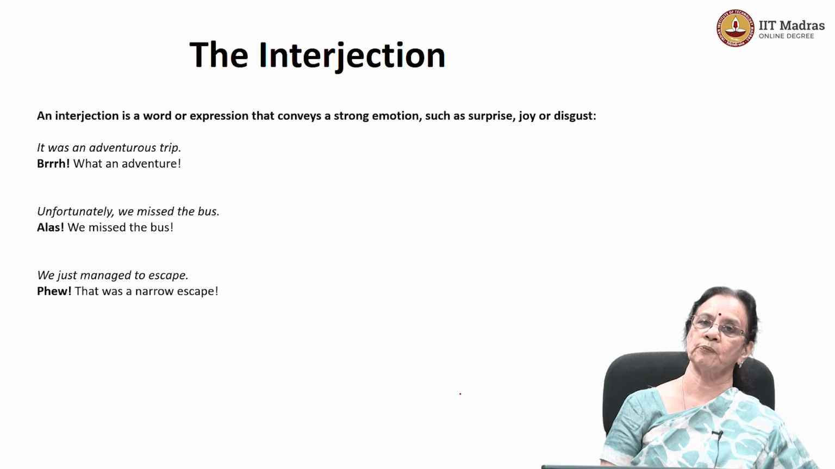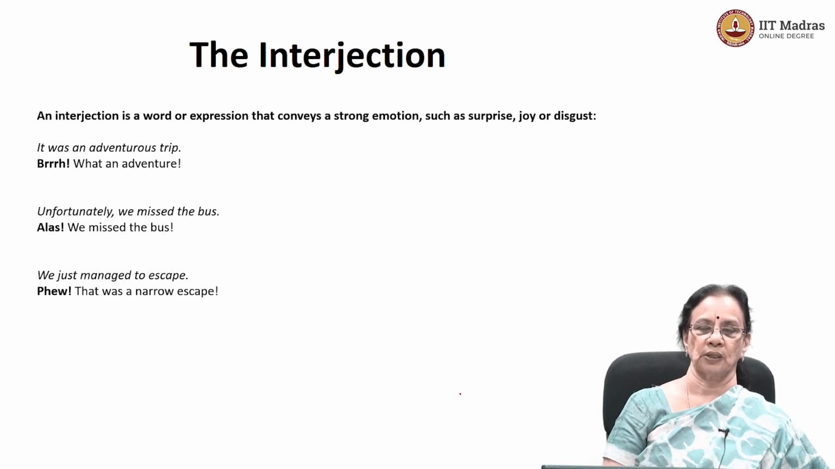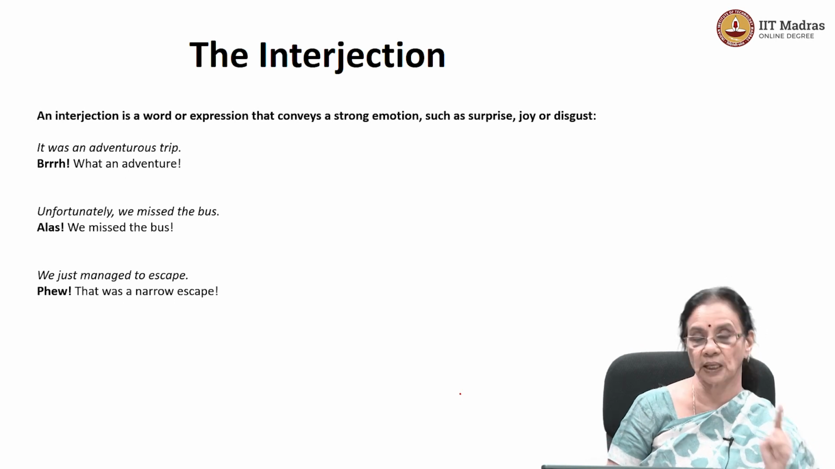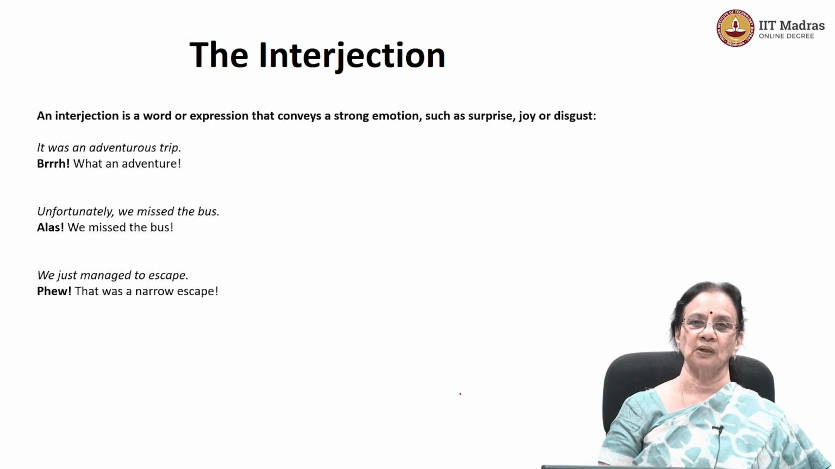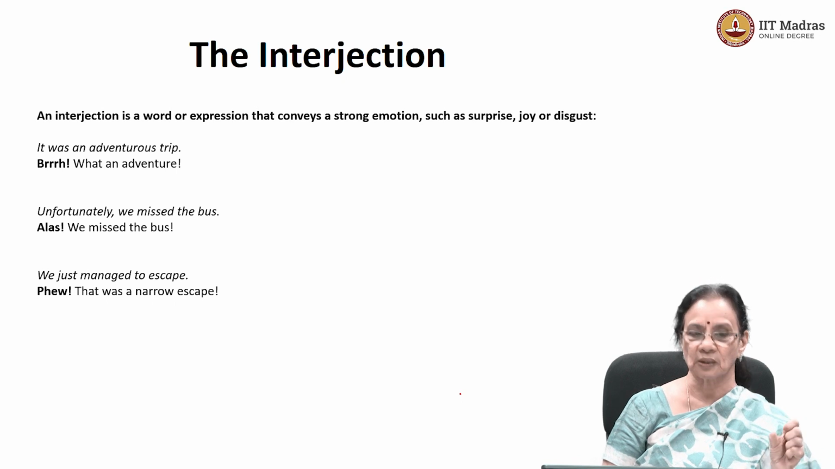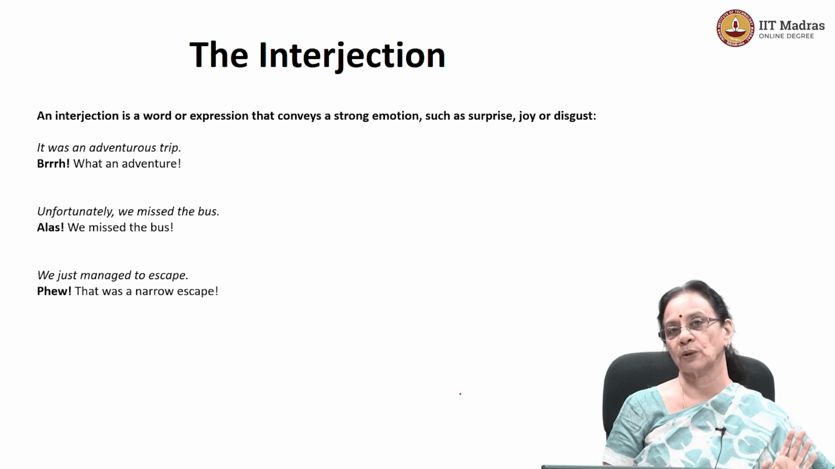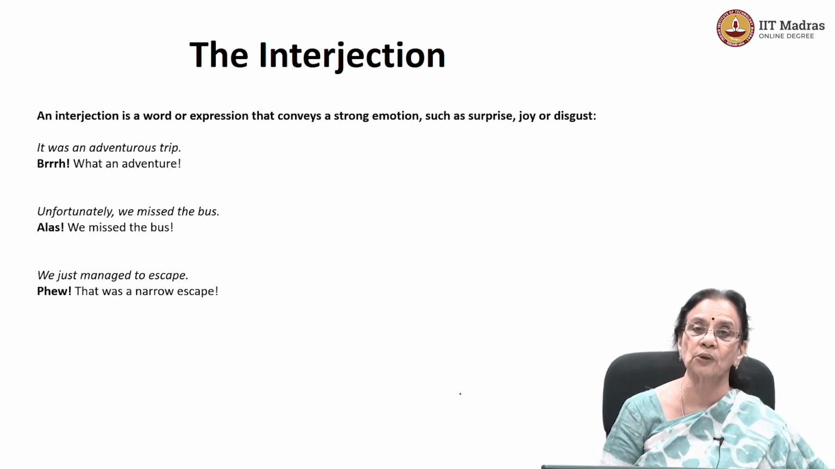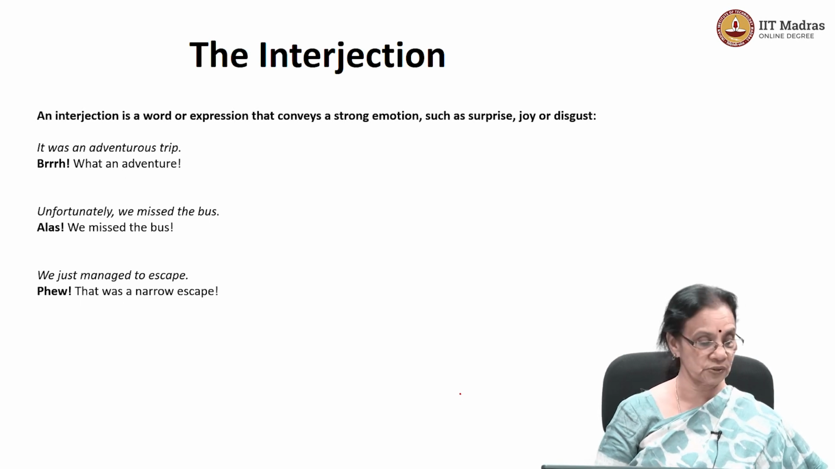We must remember, with interjections, it is not enough if you just use the word and use an exclamation mark. The way you say it also should match the interjection. We don't say, "Oh, that was a narrow escape." It doesn't sound exciting. So the way you say it should match the word that you have used. You should say it in the right way. "Phew, that was a narrow escape!" So it brings out the meaning in a very nice way. That is the power of the interjection.